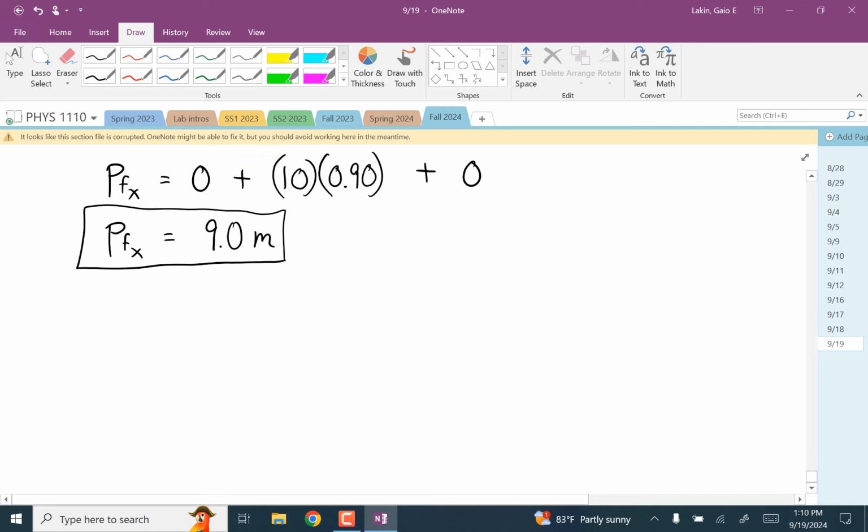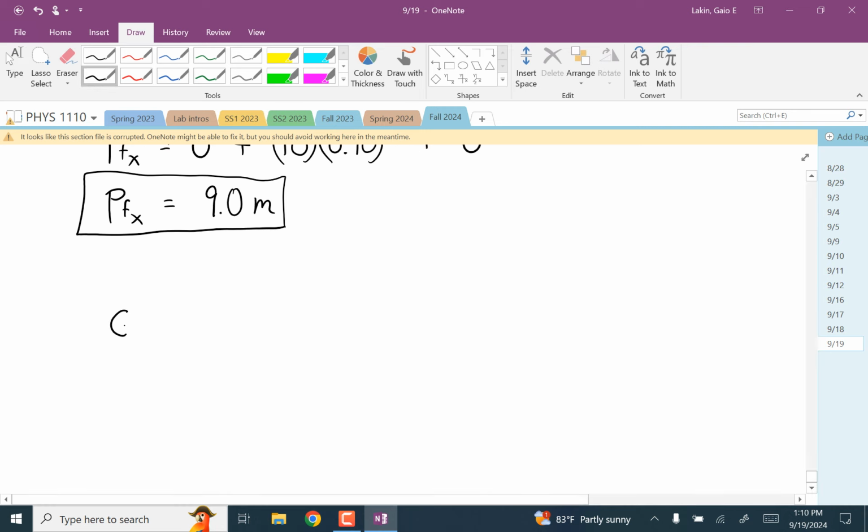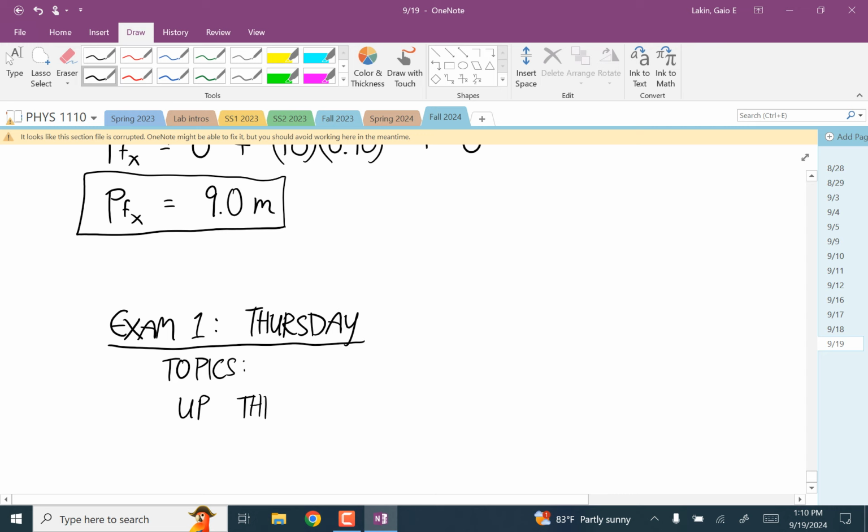Will it be up to here? Okay, good question. So exam 1 is next Thursday, and it won't have any of this stuff on it. It'll just be up through vectors. So it will include vectors, but none of the position velocity stuff that we did today.